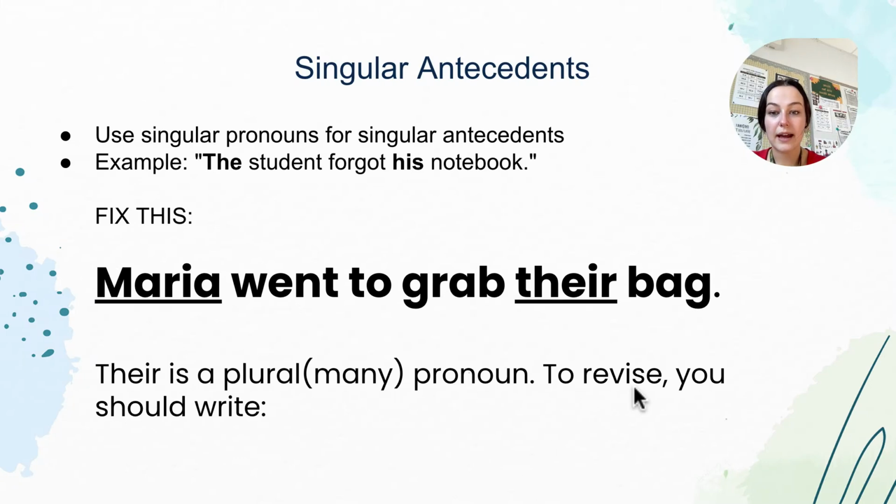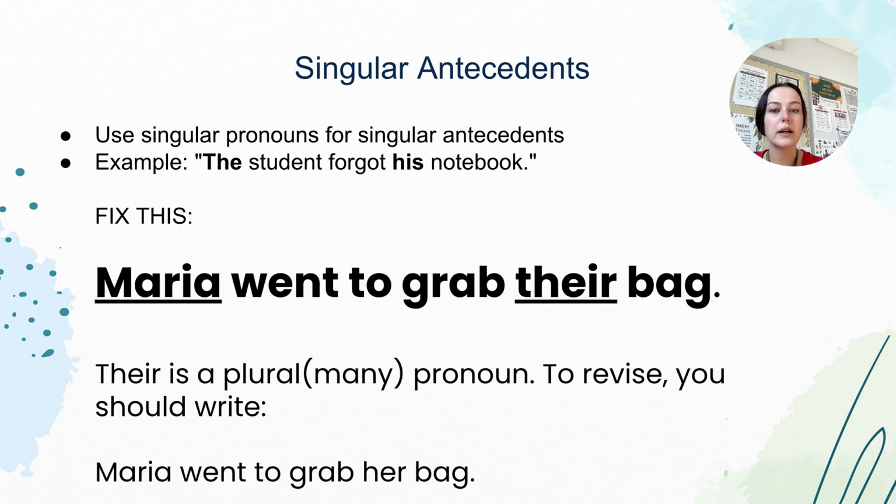All right, so now that you've had hopefully some time to think, right? What we have in this original sentence is a plural pronoun. Once again, plural means many. But Maria is singular. So to revise, what we would want to write is: Maria went to grab her bag. Therefore, in this sentence, right, we have pronoun antecedent agreement. The pronoun that's being used matches with Maria, which is the noun that the pronoun is describing.